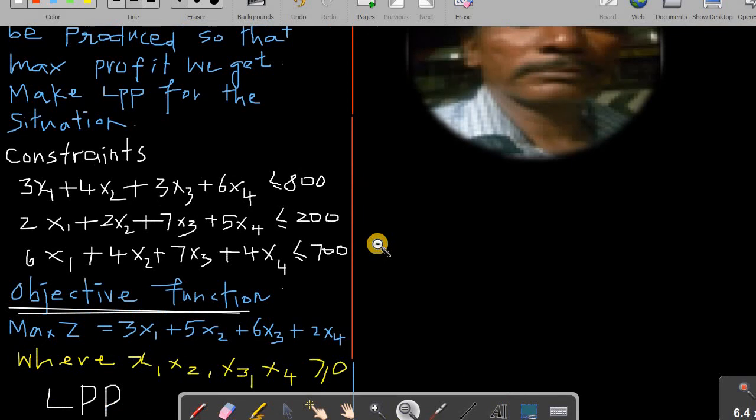Finally, this is a set of constraint equations, then the objective function, then the feasible condition. The set of these we call a linear programming problem, because the power of all variables is only one, therefore we call it linear programming problem.